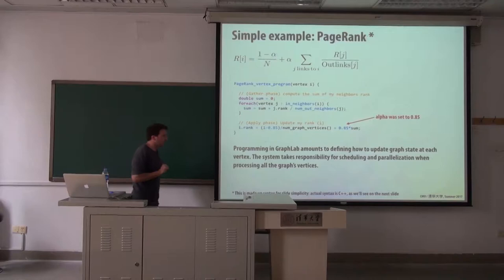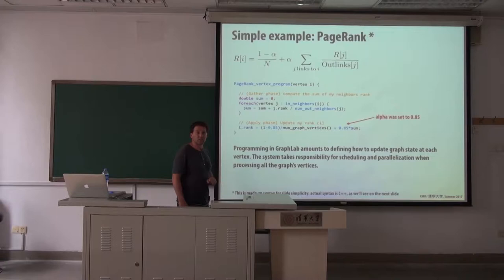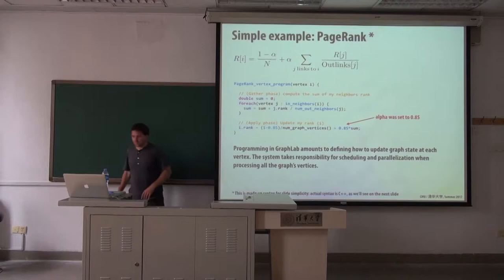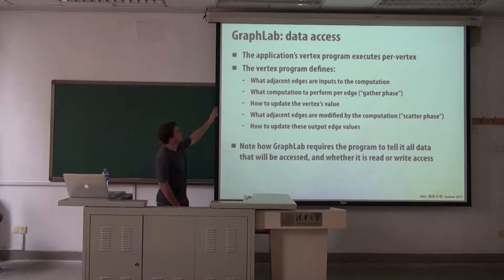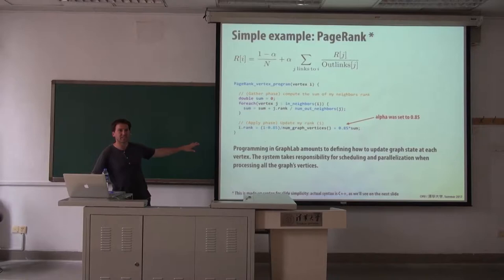So in order to parallelize this computation, GraphLab is going to need to know what the dependencies are and what the parallel work is going to be. This vertex program, first of all, is going to execute for every vertex. Even though I didn't put any for loops on the screen here, this is a function that needs to be executed for every vertex in the graph.